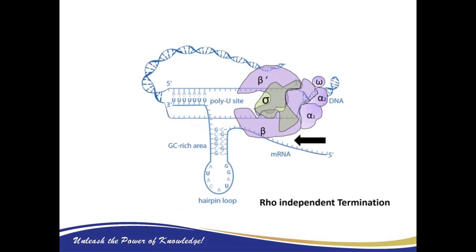And the second type of termination is known as rho independent termination, where it has a palindromic sequence which forms a hairpin loop and it prevents the RNA polymerase from moving further forward. And also there is a poly-U stretch, and in the poly-U stretch the adenine and uracil bonds are relatively weak, such that it could be easily broken and the mRNA could fall out of the DNA.